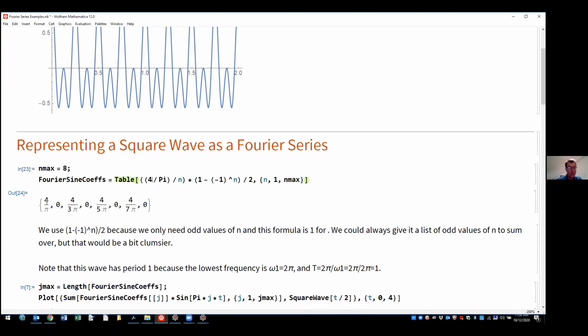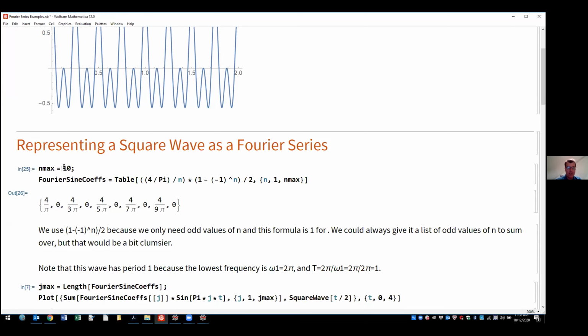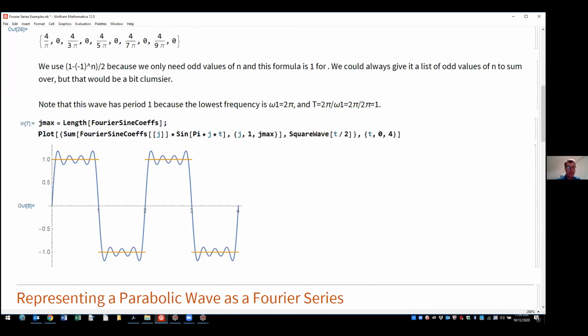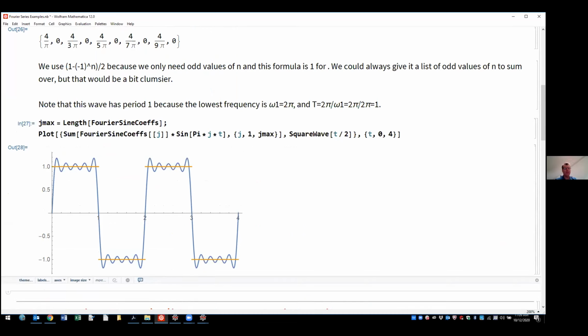We get 4 over pi, 4 over 3 pi, 4 over 5 pi, 4 over 7 pi. If I wanted to go out to larger values of n, I just change n max, hit shift enter. But what I've got here is a table or array of coefficients. And then I've got another command that takes that array of coefficients and plots the sum of all those coefficients multiplied by sines. And then it also plots the square wave, which is what this is supposed to be.